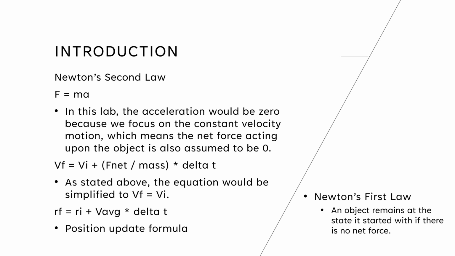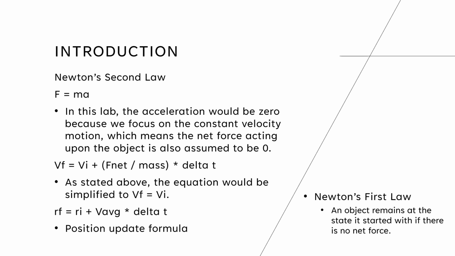And that goes back to Newton's first law as well, which is an object remains at the state it started with if there's no net force, which we will assume that the object will keep moving in the lab, but that will not be the case, as we will discuss later. And then there's the velocity update formula. The final velocity equals the initial velocity plus the acceleration times delta t. But in this case, the final velocity will be assumed to be equal to the initial velocity.